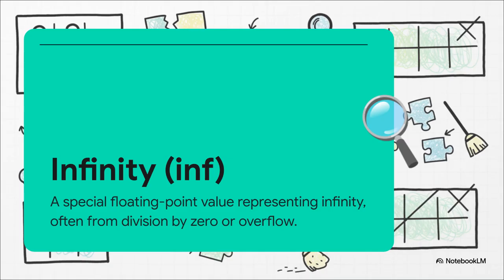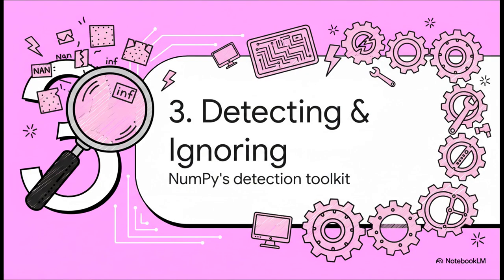Along with nan, we've also got its cousins, inf and negative inf, for positive and negative infinity. You'll usually see these pop up for 2 reasons. One is pretty obvious, dividing a number by 0. But the other is a little more subtle. It's called numerical overflow. That's when a calculation produces a number that's just too big for the data type to hold. Just like nan, infinity is another one of these invalid values we need to know how to handle. All right, enough theory. We know the problem. We've met the culprits. Now it's time to actually build our solution.